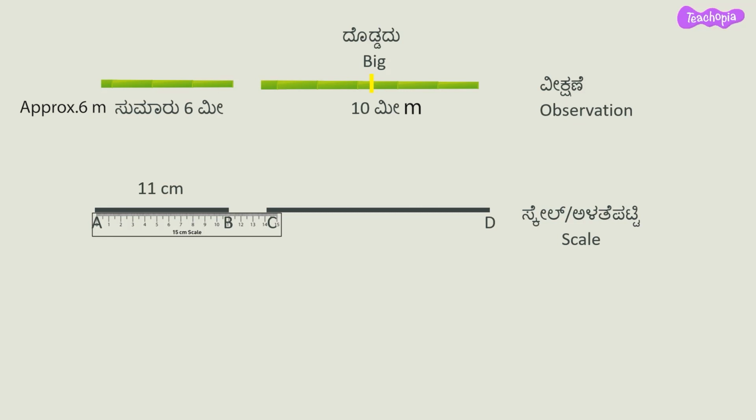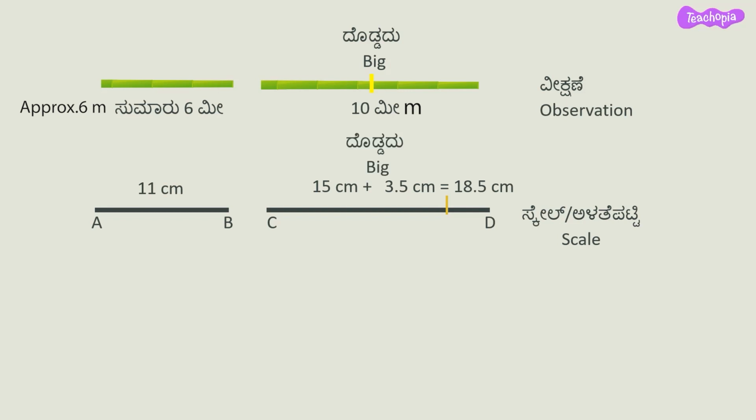If the line segment is larger than the scale, then we make a mark at the highest marking and then make the measurements of the remaining portion of the line segment and add the measurements. The length of the remaining portion is 3.5 centimeters and the total length of the line segment is 18.5 centimeters. Based on the two lengths of the line segments, we can say that the line segment CD is bigger than AB.